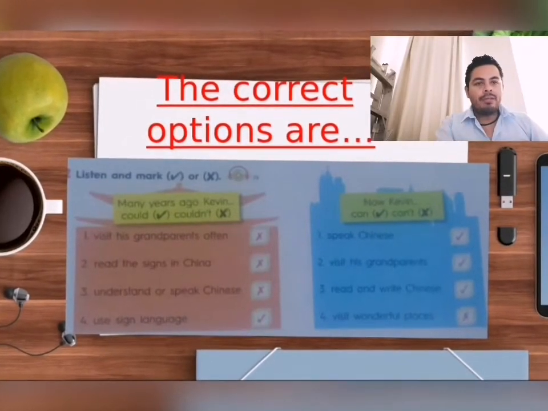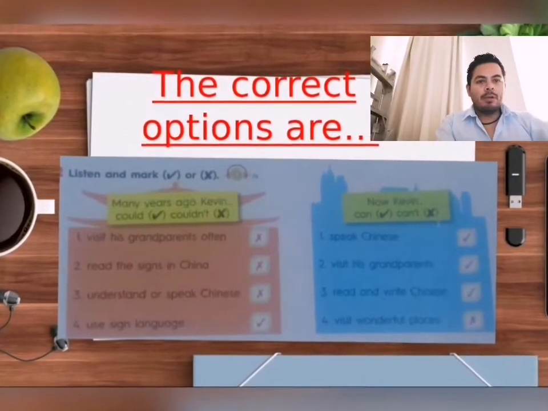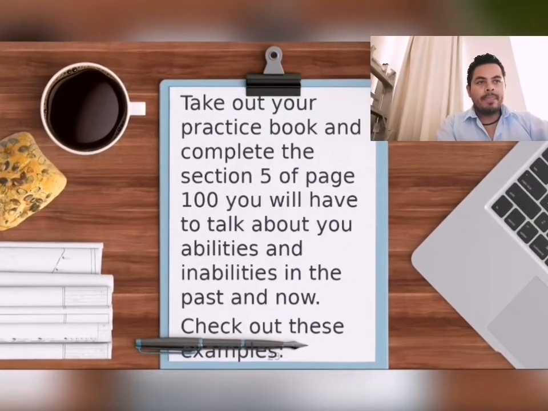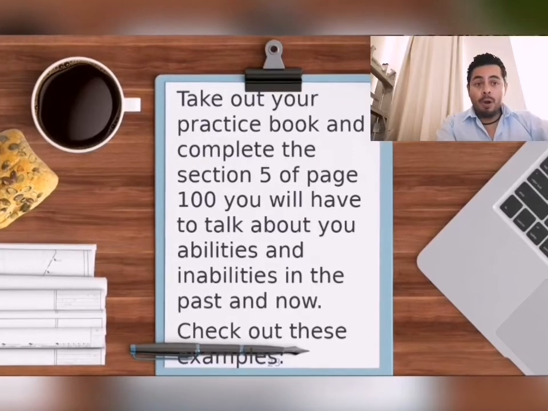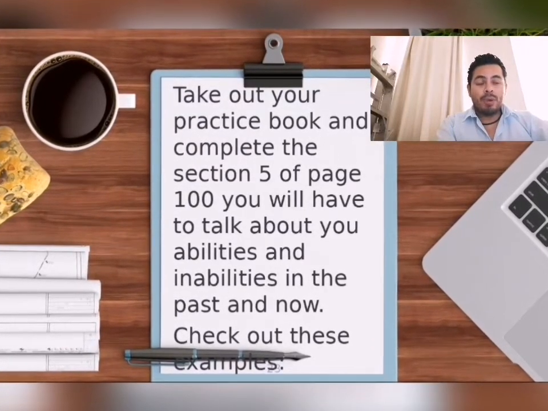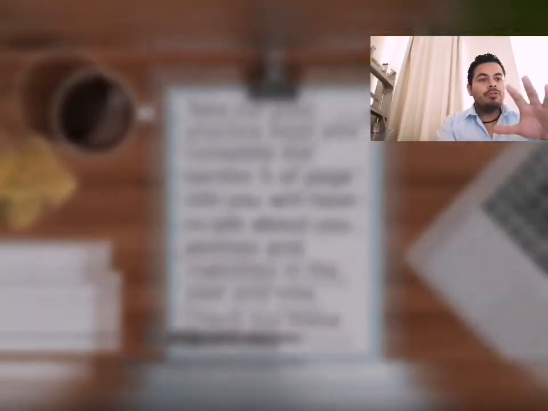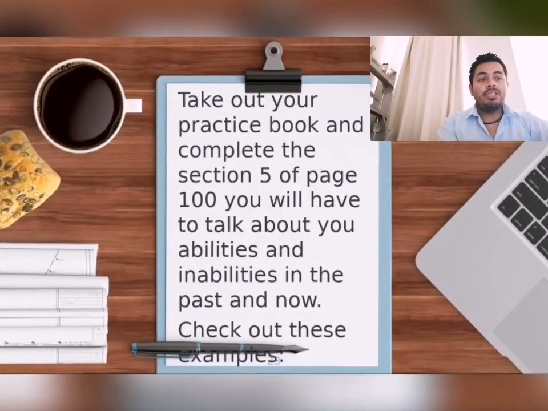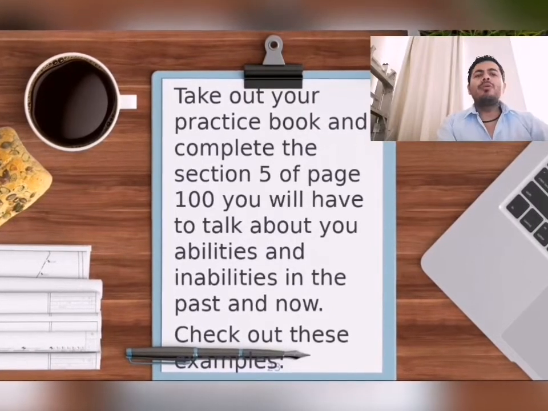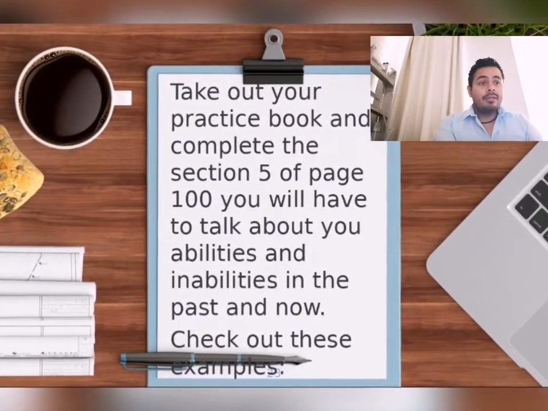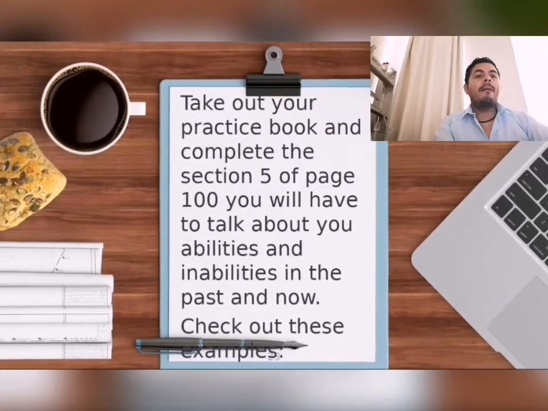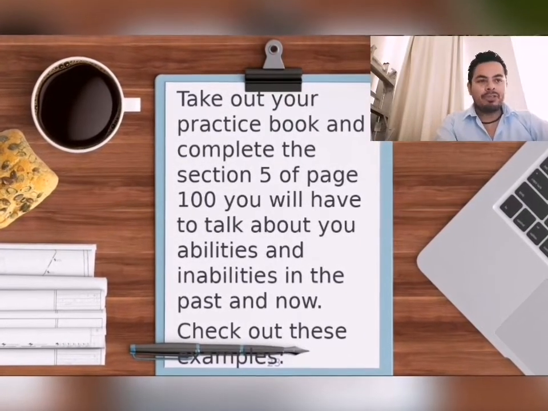So I hope you have done excellently here, because now we're moving to the next part, and the next part is this. Let's move on to your practice book. This time you will have just to complete the page, the section 5 of page 100. You will have to talk about your own abilities and inabilities, the ones that you had when you were a baby. Okay, so let me give you some examples. Check them out.